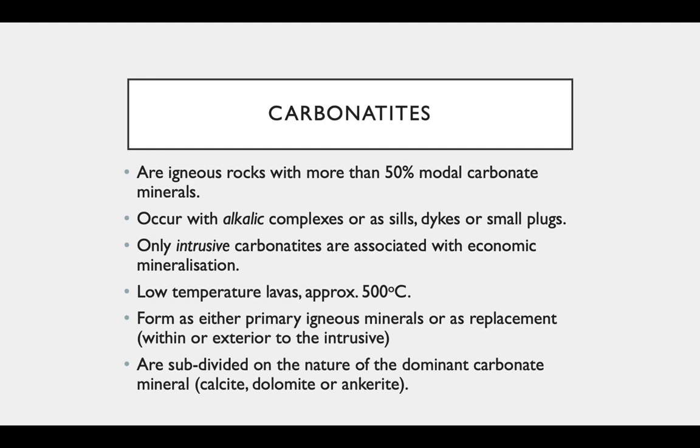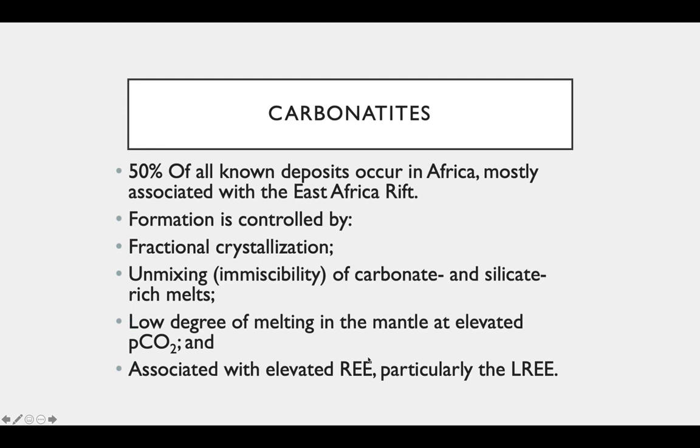And you can further subdivide carbonatites based on the dominant carbonate mineral: calcite, dolomite, magnesium calcium carbonate, or ankerite, iron carbonate. So 50% of all known deposits occur in Africa, mostly associated with the East Africa Rift. And formation is controlled by fractional crystallization, unmixing, or immiscibility, like I covered in the last talk, of carbonate and silicate-rich melts.